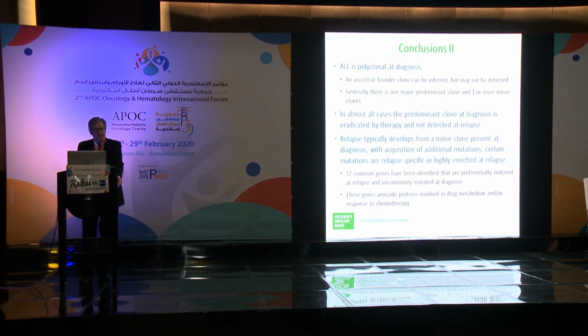ALL is polyclonal at diagnosis, so you can infer an ancestral founder clone, but sometimes you can't detect it. Generally there is one major predominant clone present at diagnosis and one or more minor clones. In almost all cases, the predominant clone present at diagnosis is eradicated by chemotherapy and not detected at relapse. So the relapse typically comes from a minor clone present at diagnosis that acquires additional mutations. Certain mutations are relapse specific or highly enriched at relapse, and there are today at least a dozen genes that have been identified as commonly mutated at relapse and uncommonly mutated at diagnosis, and these genes encode proteins involved in drug metabolism or response to chemotherapy.